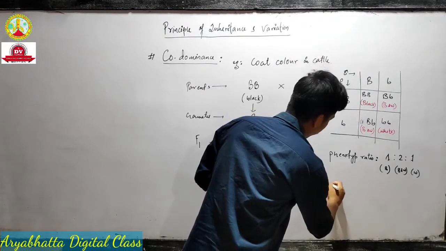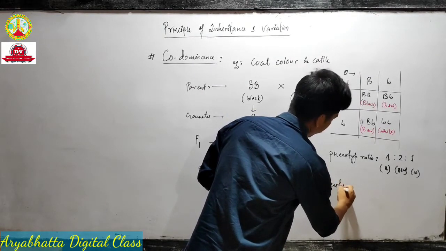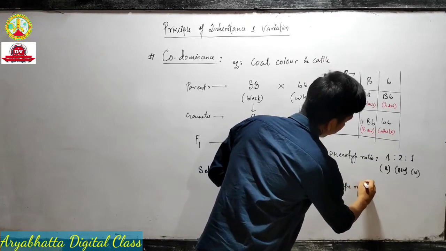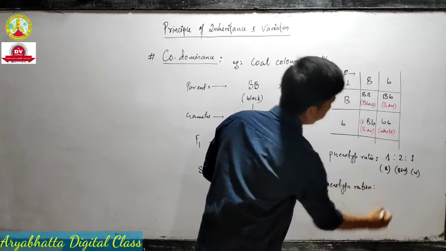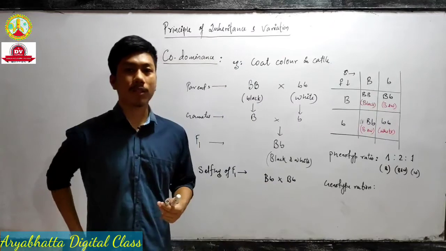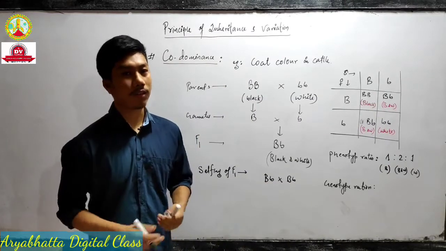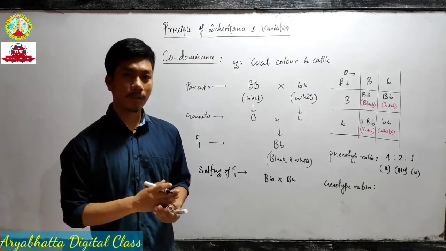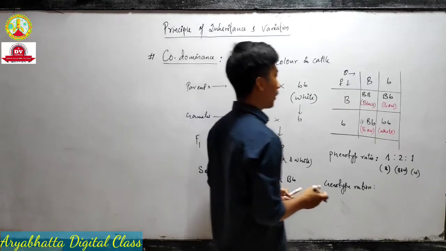Next we need to find out the genotypic ratio. See, in case of codominance and incomplete dominance, the phenotypic as well as the genotypic ratio that we find are the same. Okay, 1 is to 2 is to 1, 1 is to 2 is to 1. It will be the same.